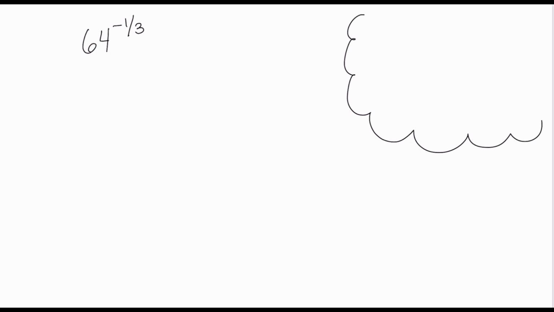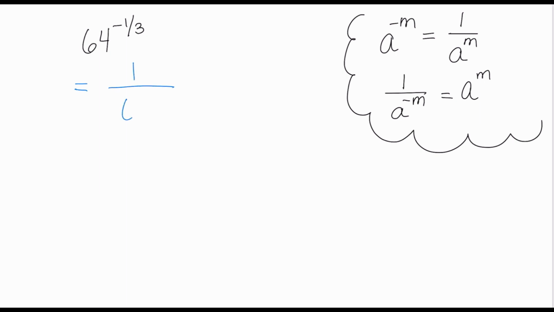64 to the -1/3. Whenever you have a negative exponent, the way you get rid of the negative exponent is to do the reciprocal. So in this case, 1 over a to the n power. If I had 1 over a to the -m, and that happened to be in the denominator, the reciprocal is going to make it come to the numerator, to the top. So that's how you get rid of a negative exponent. So in this particular case, we're going to start by rewriting this as 1 over 64 to the 1/3 power.